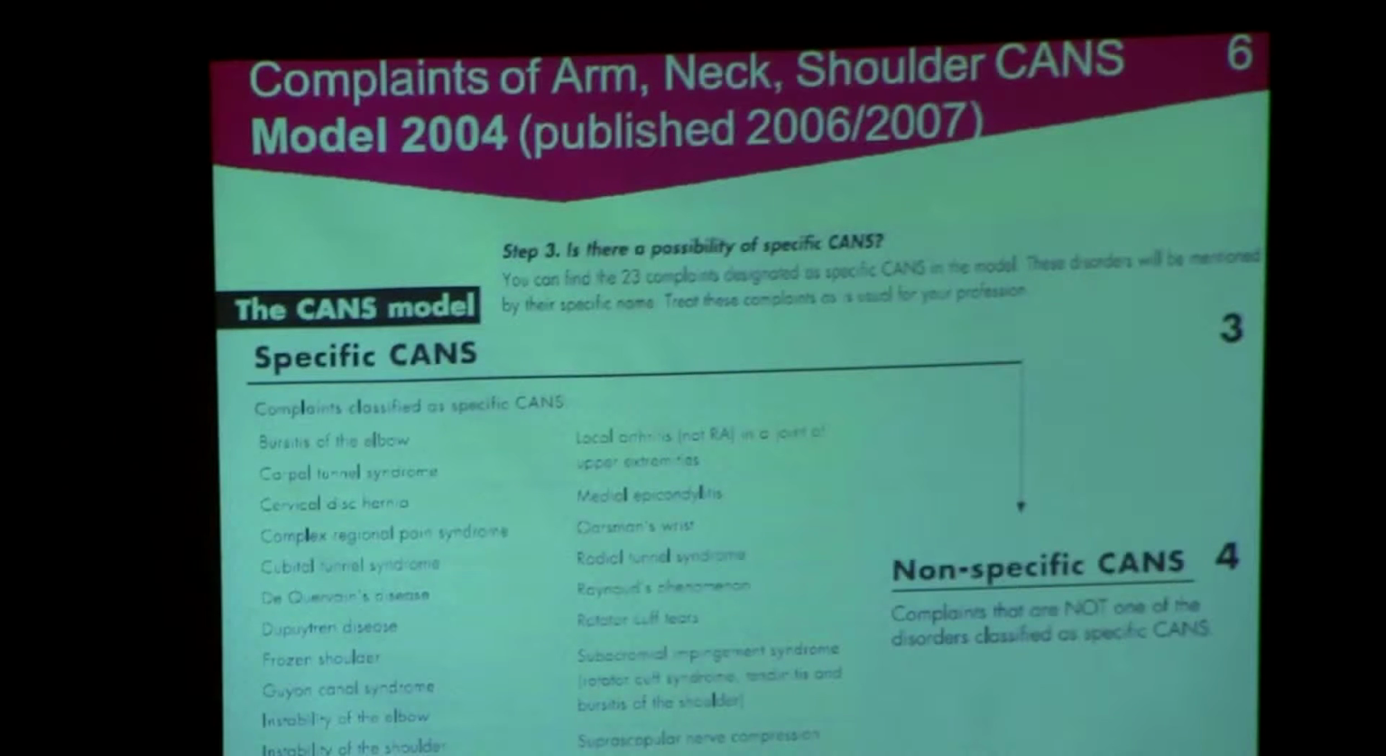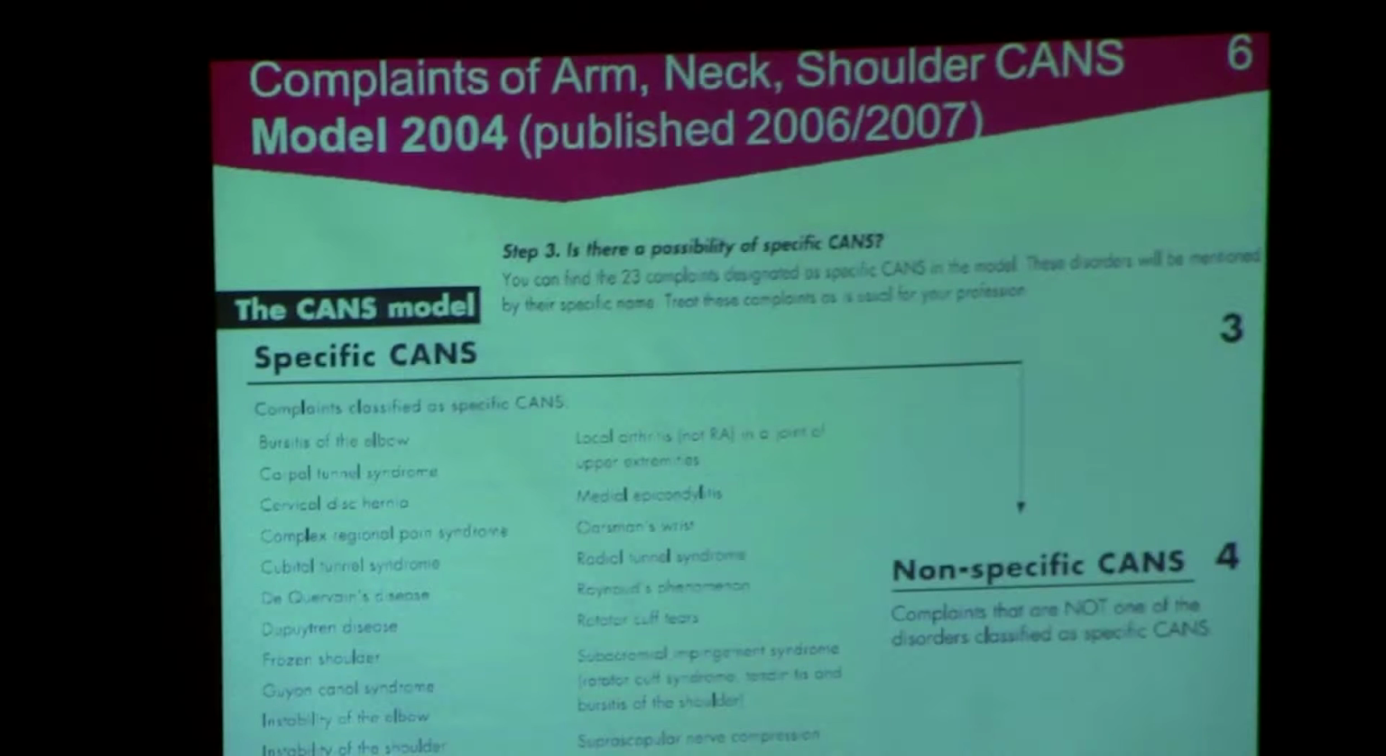The next step is to look at the specific diagnosable disorders that you can distinguish in this broad group of disorders. And in the model we published in 2004 and later in 2006 and 2007, we had a total of 23 separate diagnoses or diagnostic categories that were formulated in this model.